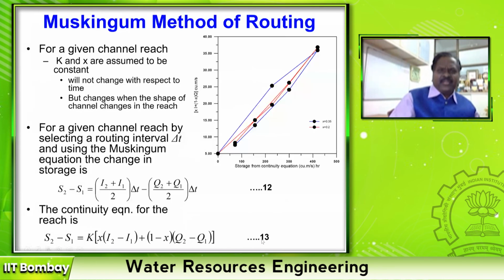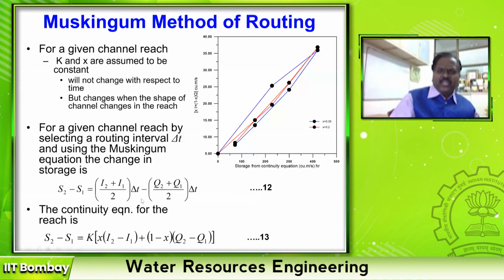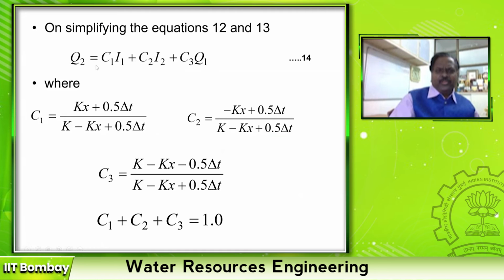So in these two equations, the unknown is Q2. All other things are known. Bring the unknown to one side. So I will get Q2 as C1 I1 plus C2 I2 plus C3 Q1, where C1 is a function of K, X and delta T. C2 is also a function of K, X and delta T. C3 is also a function of K, X, delta T. So I request each and every one of you to derive this and find whether you are getting these values.